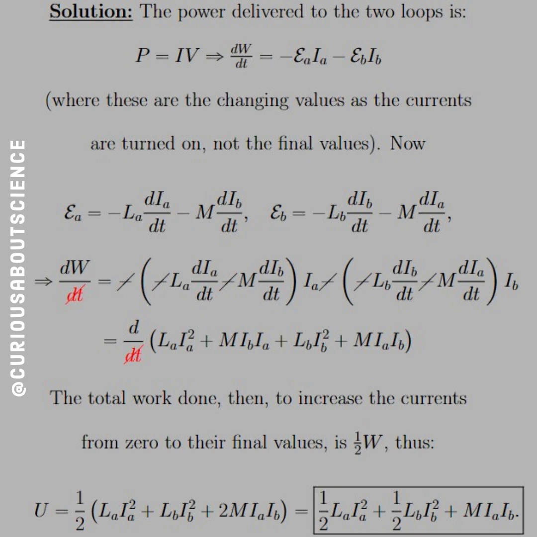Anyways, so this is the total work done. Then to increase the currents from 0 to their final value is 1/2 W, since we have to increase it from 0 to their max and then to their final values, right? Both of them are going to be alternating back and forth, so the average gives us 1/2. And so if we multiply it through, then we see that U is equal to 1/2 times this whole thing, and we add them together, and you see we get 2 M I_B I_A, that kind of thing. And it just works out the same, and you see we get the result we want.